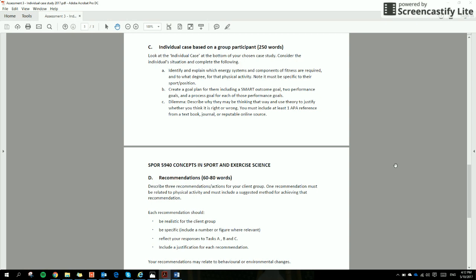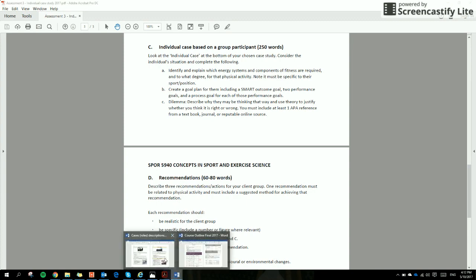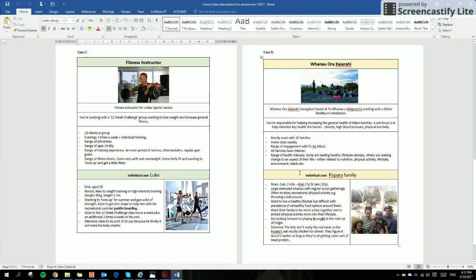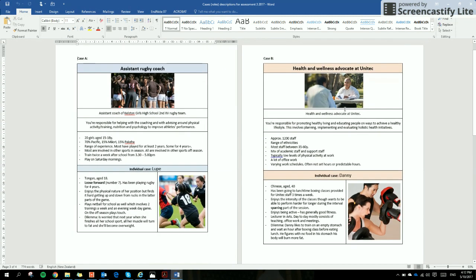Just carrying on from my last video, we talked up to task C. Task C is based around the individual case within each profile, which you can find at the bottom of each of the cases. If you're doing the whānau ora kairahi, your case is the pōpata family. If you're doing the fitness instructor, your case is Luke. If you are doing the health and wellness advocate, your case is Danny. And the rugby coach, your case is Lupe.